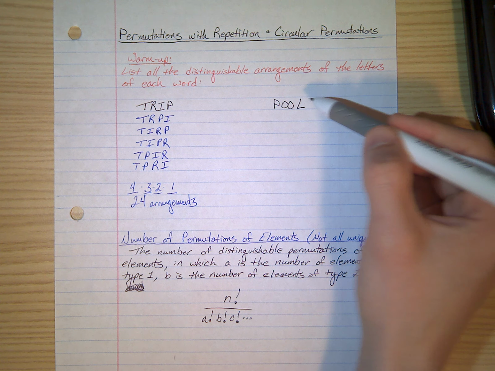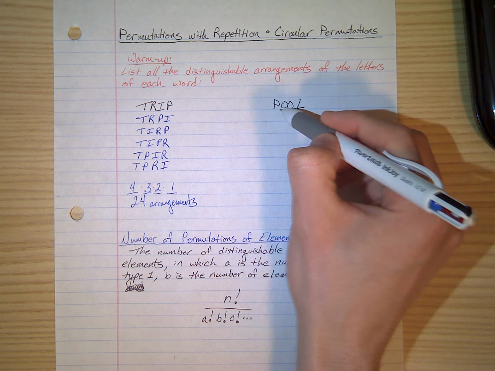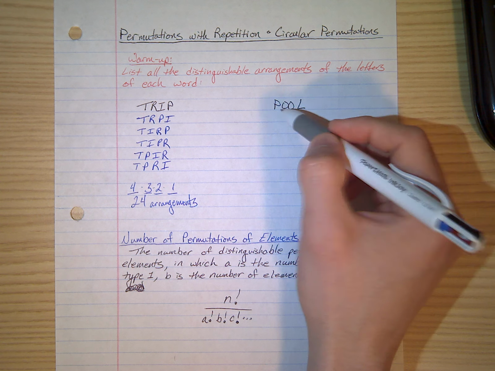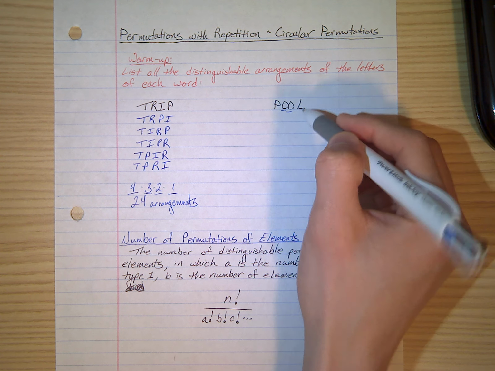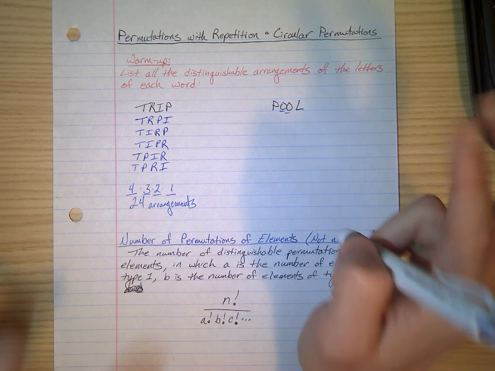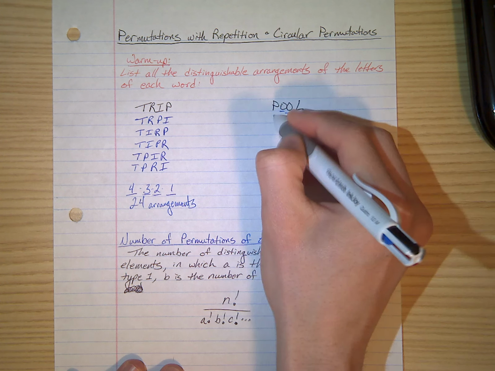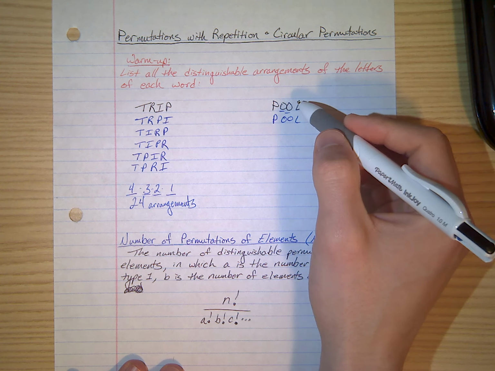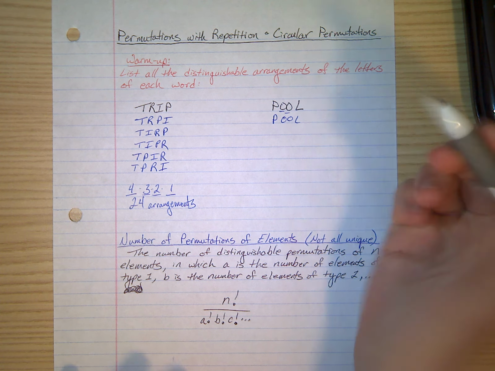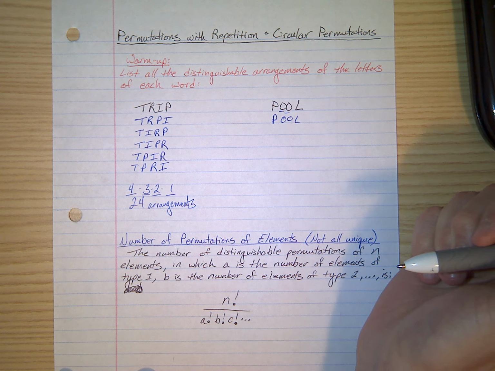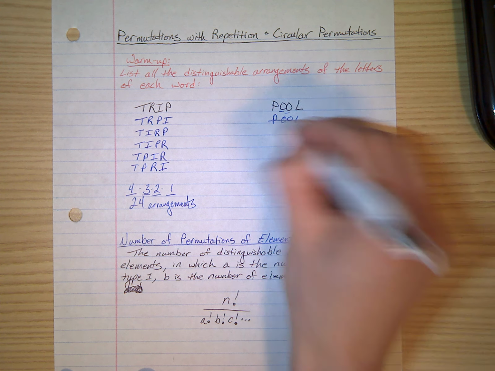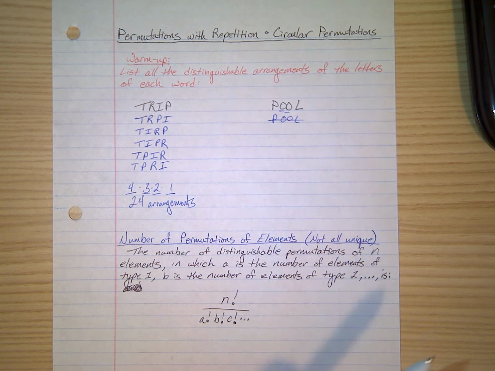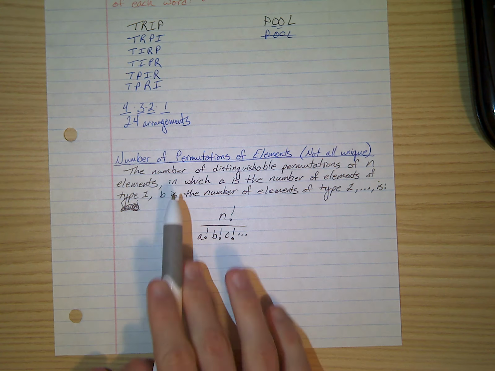What's different about the word POOL is the fact that we have the same letter twice. So for us to distinguish between POOL like this, or if we were to switch the O's around, well, we'd still have POOL. Okay, and that's not distinguishable, even though technically you could say that I switched the O's around. So that's not a distinguishable arrangement. So what happens with this repetition here is we have to do something a little bit different.